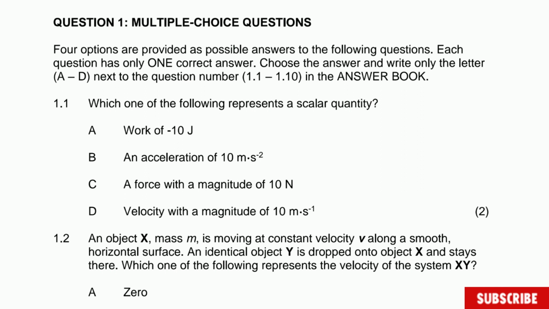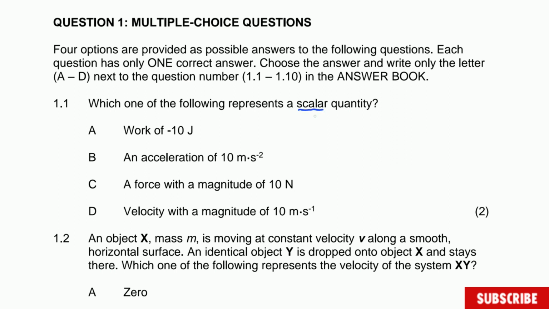Now, 4 options are provided as possible answers to the following question. Each question has only one correct answer. All these ones are multiple choices, so you have to select the correct answer. The first one, question 1.1, says which one of the following represents a scalar quantity?